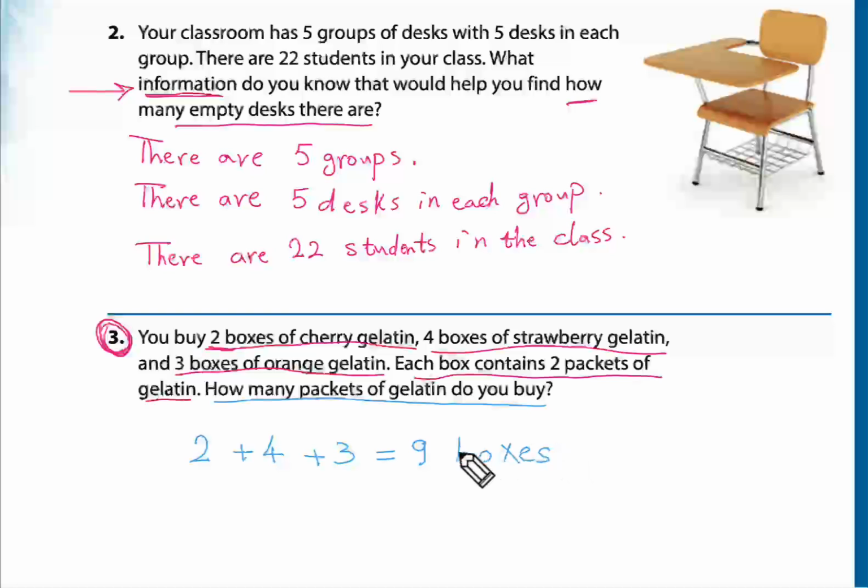Okay, now each box of these 9 contains 2 packets. We said that the second step, we should multiply the total number of boxes by 2. So let's multiply it by 2. The sum, which is 9, times 2. Okay, what is 9 times 2, my heroes? 9 times 2 equals 18. So the answer is 18 packets of gelatin.